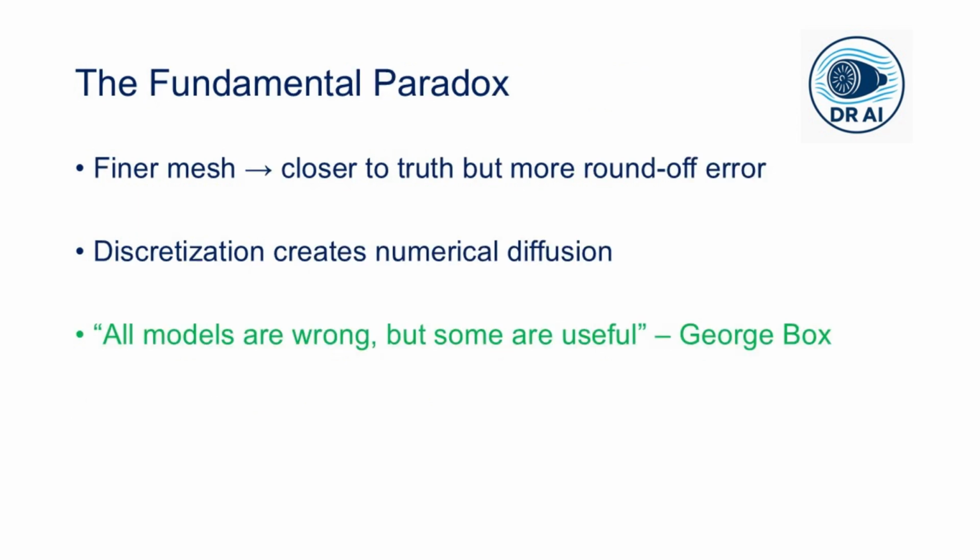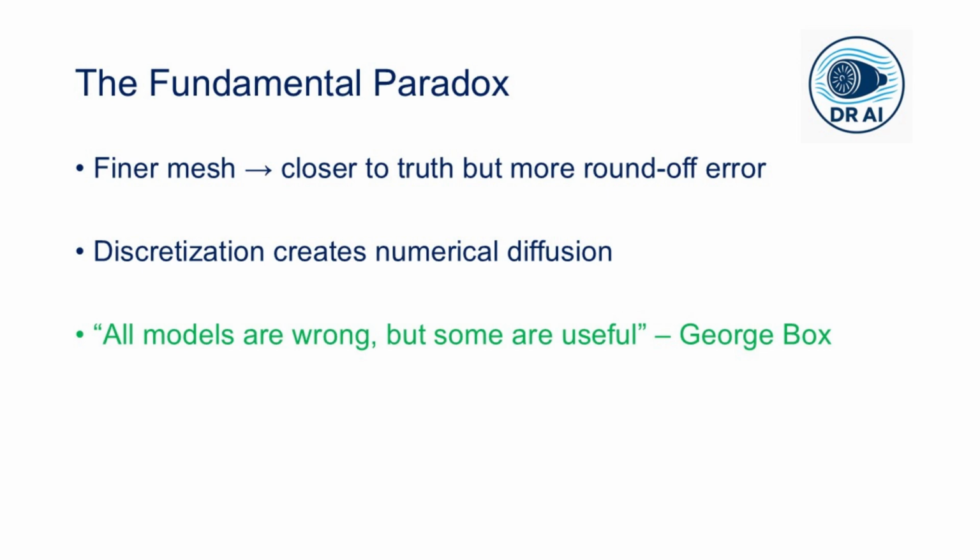So here is the paradox. The more you discretize, which means the finer mesh, the smaller time step, the closer you get to the continuous truth. But also, the more operations you perform, the more round-off error accumulates.